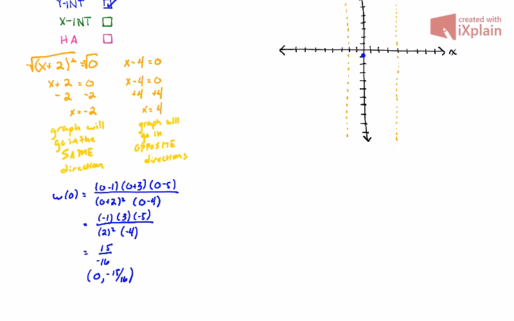The next thing that we are going to want to do is the x-intercept. So x-intercept means that instead of putting 0 in for every x variable that we see, we're going to put 0 in for y. So if I do that, then I have 0 is equal to the quantity of x minus 1 times the quantity of x plus 3 times the quantity of x minus 5 all over the quantity of x minus 2 squared times the quantity of x minus 4.